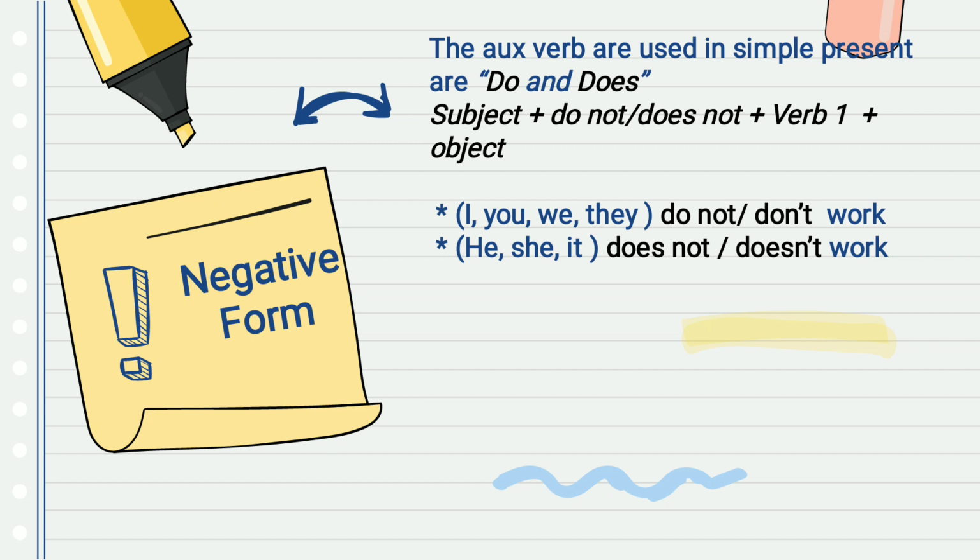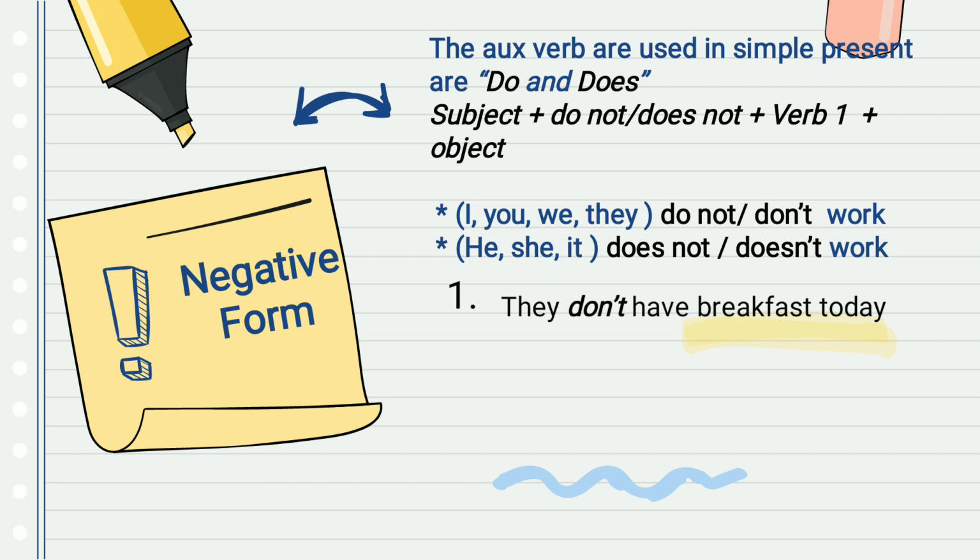For the subject I, you, we, they, we use do not or don't. For the subject he, she, it, we use does not or doesn't. For example, I do not work, or you may say I don't work. You do not work, or you don't work, and so on. And then he does not work, or you may say he doesn't work.